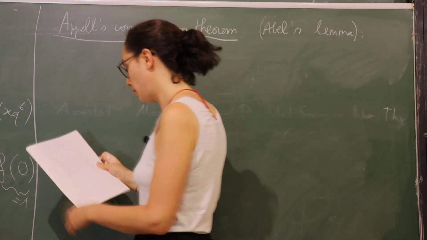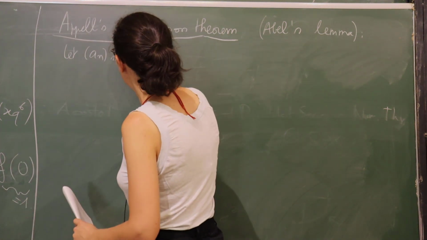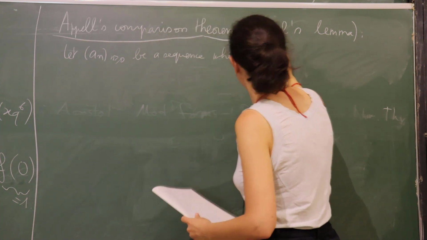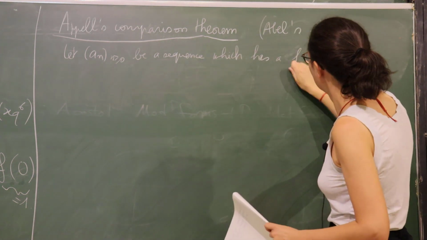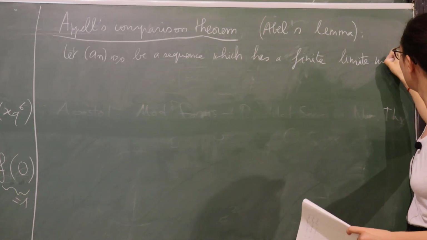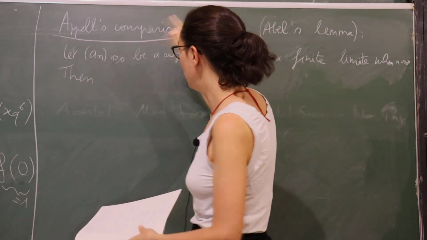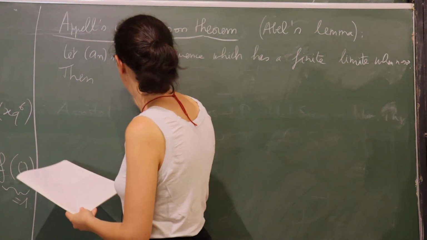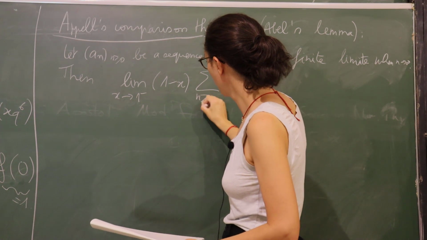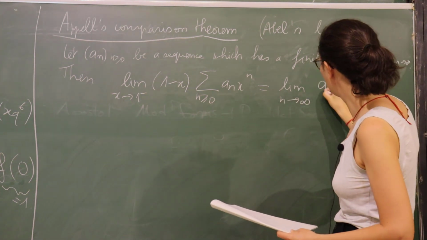recurrences and q-difference equations, because it tells you that if you take some sequence a_n which has a finite limit, I don't know if in English when you say limit it means it's finite or not, when n goes to infinity, then you have some relationship between the generating function for the a_n and the limit of the a_n. So we have the limit when x tends to 1 of (1 minus x) times the generating function sum a_n x^n, which is equal to the limit when n goes to infinity of a_n.